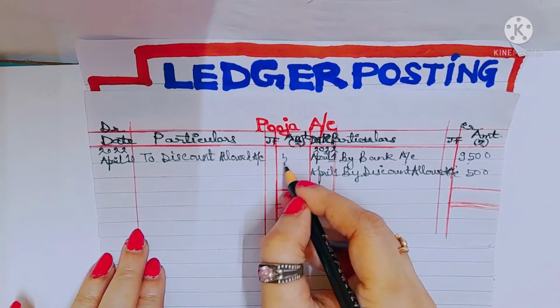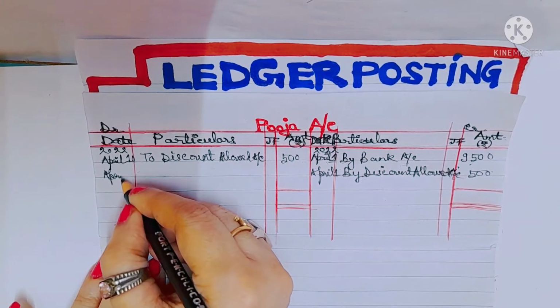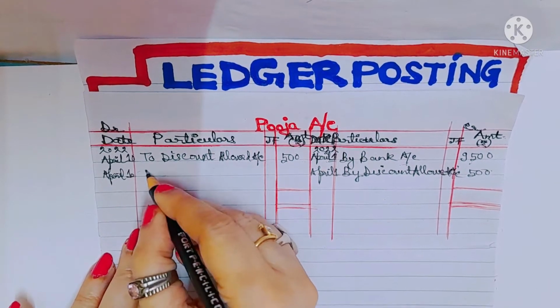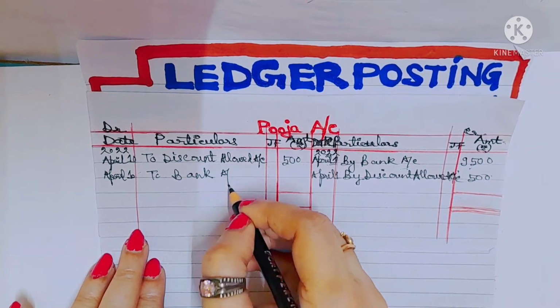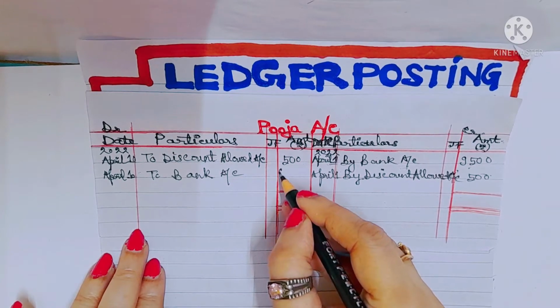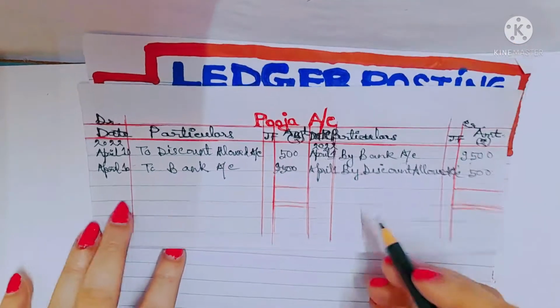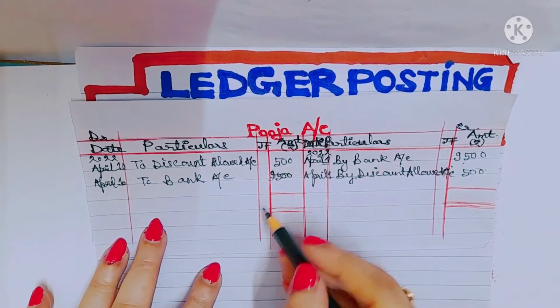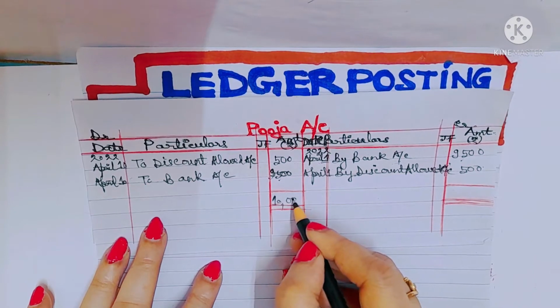500 on 10th April to bank account, 9,500. See here, let's do the total then. 9,500 plus 500, 10,000. Debit side total 10,000.